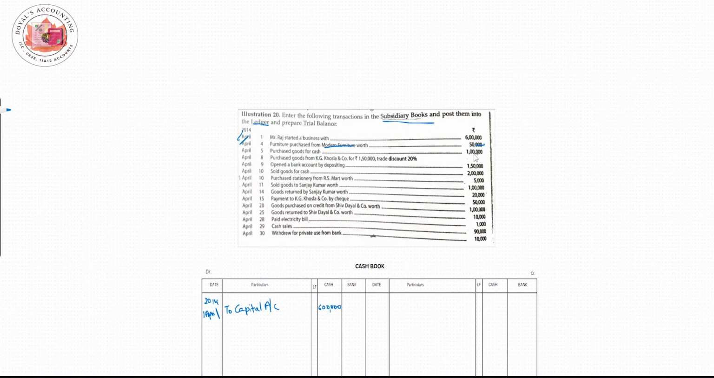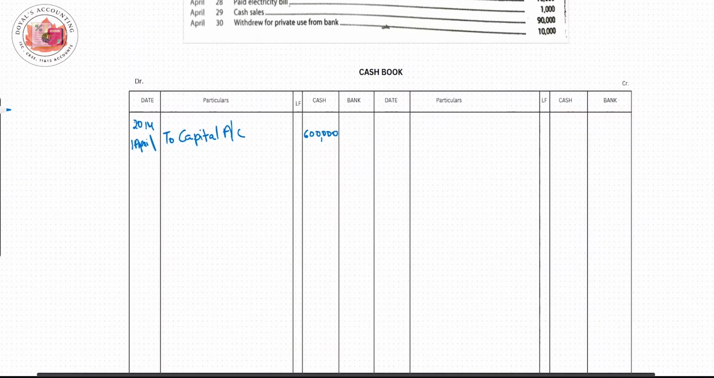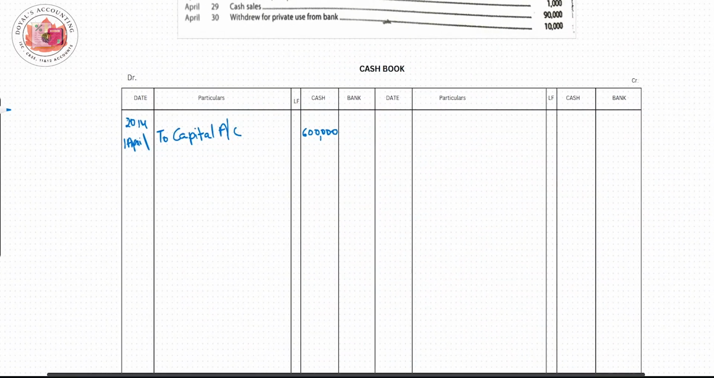We have purchased goods for cash worth 1 lakh. Okay, so this is a cash purchase. Cash purchases will be recorded in the cash book. Only credit purchases are recorded in the purchases book. So what is the date? 5th April for 1 lakh. And how are we paying it? We are paying in cash. 2014, 5th April, by purchases, cash of rupees 1 lakh.